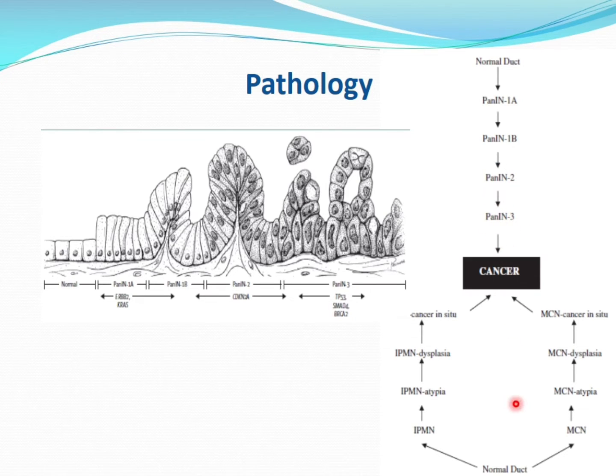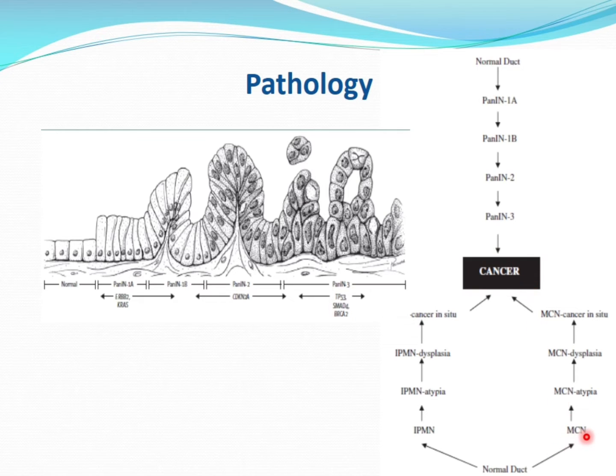If the tumor is cystic, like intraductal papillary mucinous neoplasms or mucinous cystic neoplasm, there is dysplasia, and according to the degree of dysplasia, the dysplasia carcinoma sequence will occur. Here also PanIN1 dysplasia, and here PanIN2, and here PanIN3, and this will lead to invasive carcinoma.